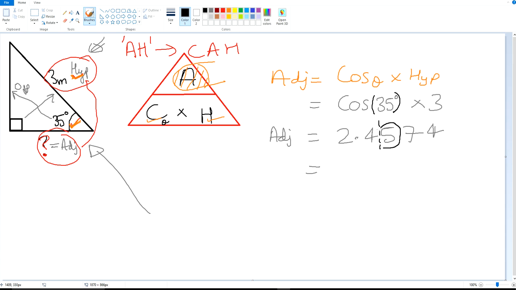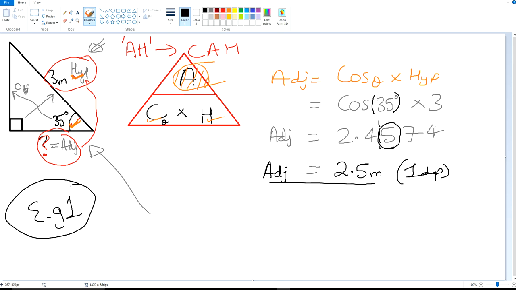Look at this number here, which is called the decider. If it's 5 or more, you add 1. So the 2.5 now becomes, so the adjacent, the bottom part, is 2.5 meters away from the base. That's called rounding off to 1 decimal place. That's the introduction to the topic and also an example. This was our example number 1, where we used trigonometrical ratios to work out a side. In the next video, we'll show you how to work out an angle. So, 2.5 meters, 1 decimal place.